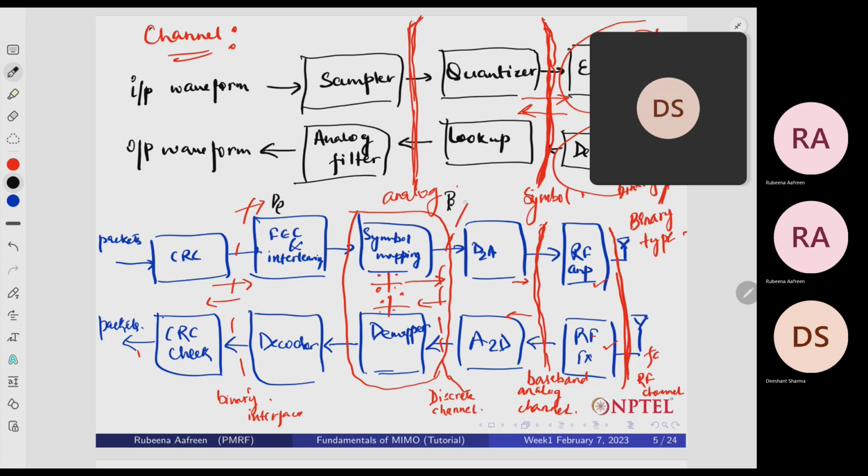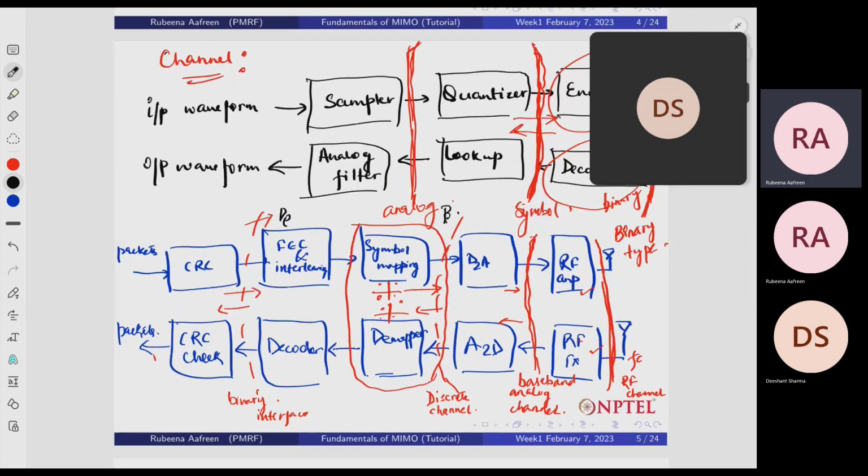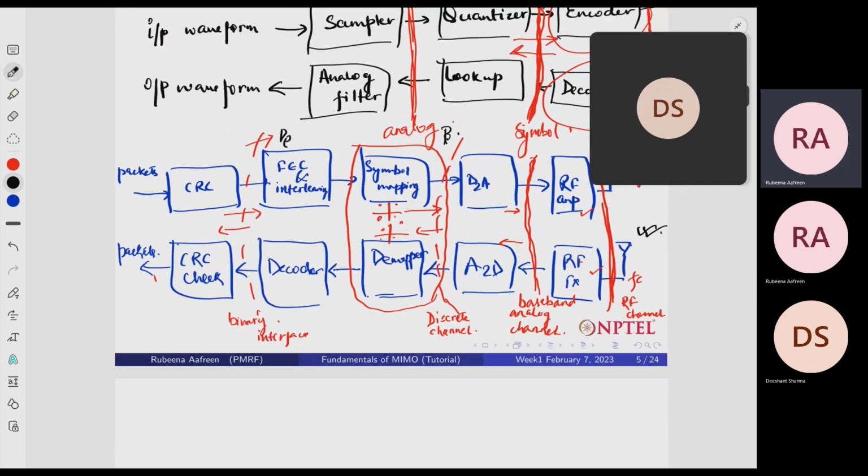So likewise, this will give you a basic idea of what a channel is and how we are designing the channel. Why are we not taking Fc? Because we are not considering this channel. We are not considering the carrier frequency in the communication system that we are discussing right now. So I hope this gives you a basic idea.